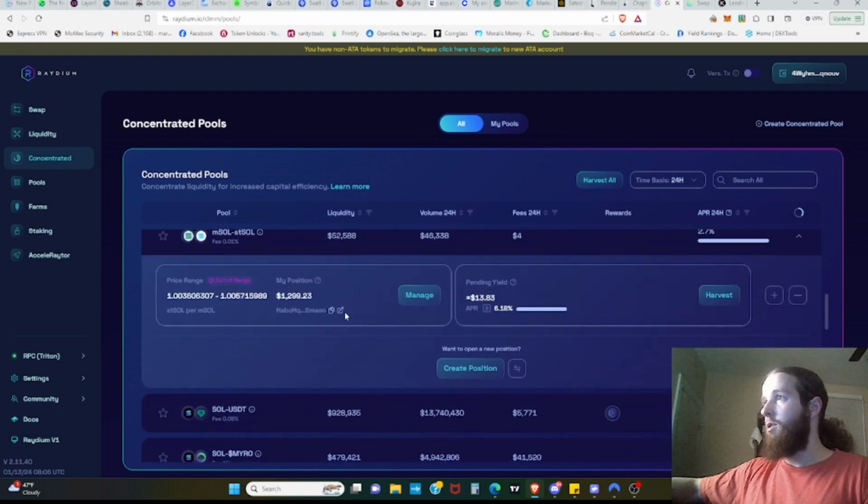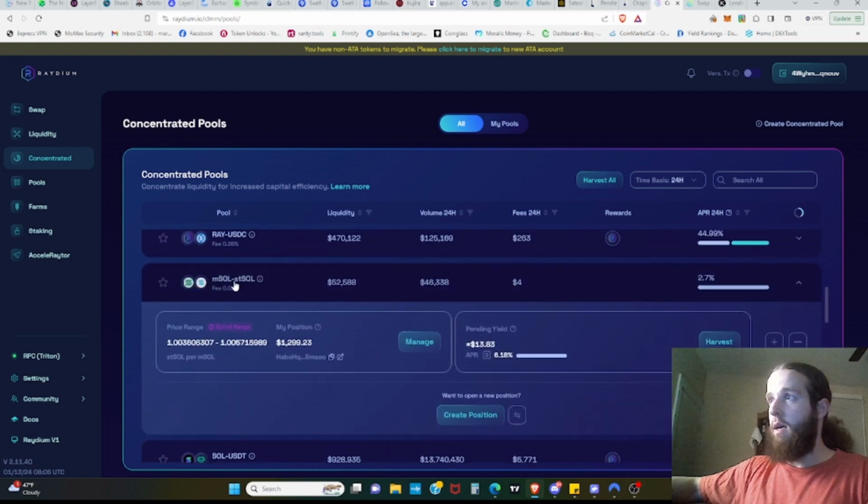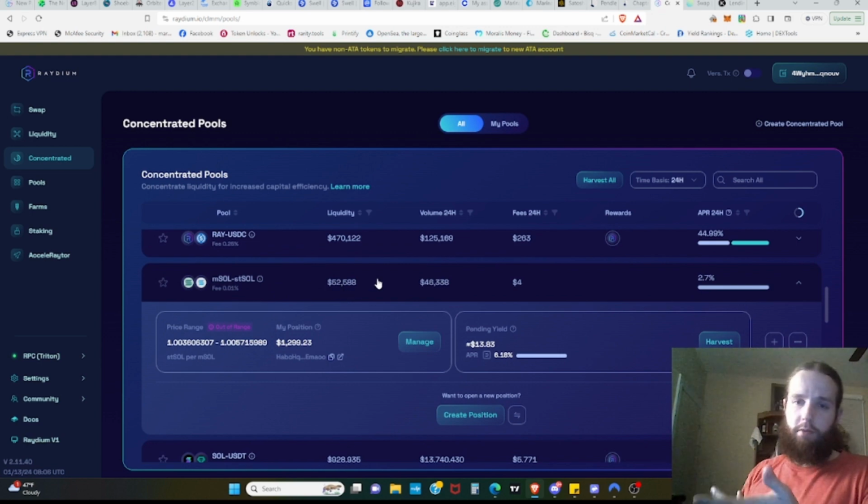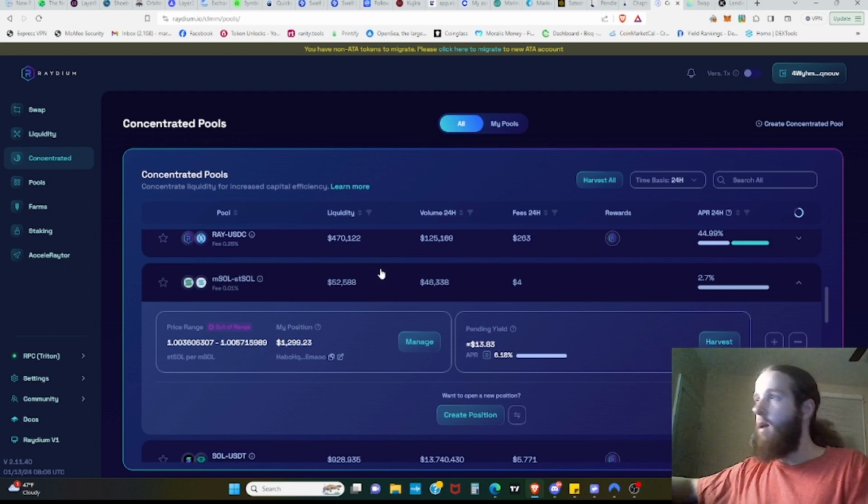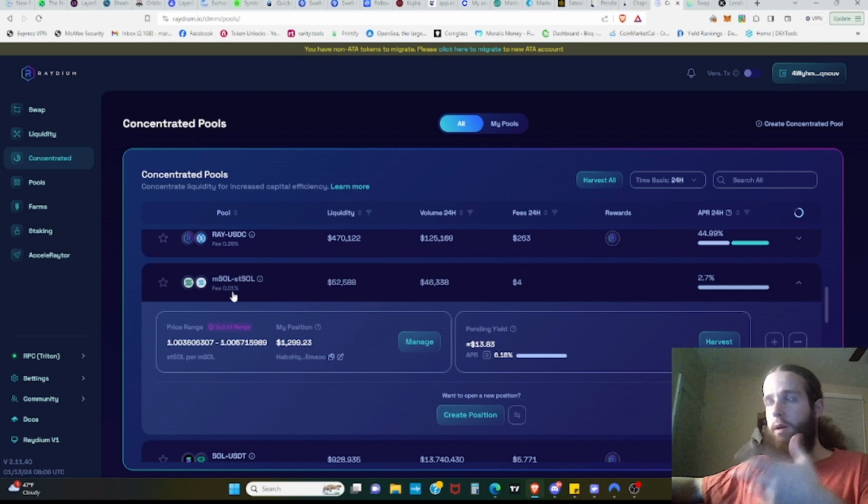If we look here, I'm going to show you, I have a position for MSOL and STSOL because when you're providing liquidity, and now obviously it's different for everybody, but for me personally, I like to provide liquidity with assets that are correlated. So MSOL and STSOL, they're both liquid staking tokens for Solana. And the reason that I provide liquidity with these is there's no risk of me losing money.